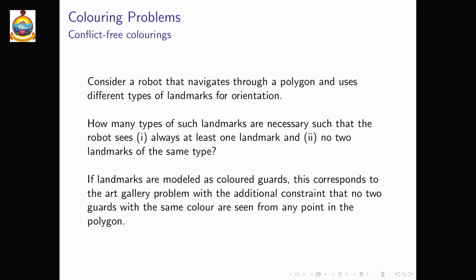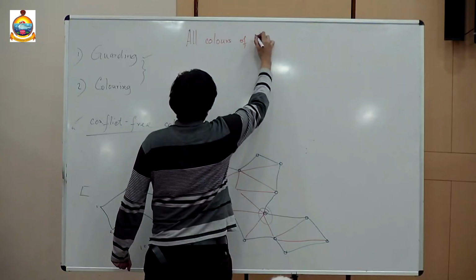Of this. That is, there are two versions of it. That's what you are talking about. So the version that you talked about, where all colors must be unique. So all colors unique. All colors. Or colors of the landmark. Yes, of landmark.